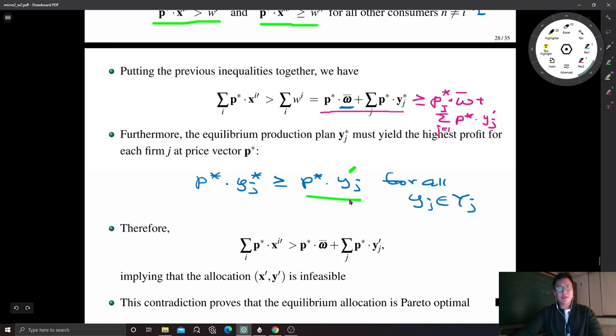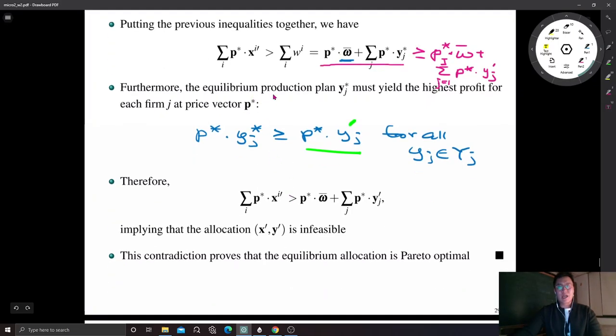Right, because this inequality holds for every firm j. In equilibrium allocation, the production plan yj star has to maximize firm j's profit. Right? So if we take this one and this one, we have a chain of inequalities. Let me take the expression on the very left side and the expression on the very right side.